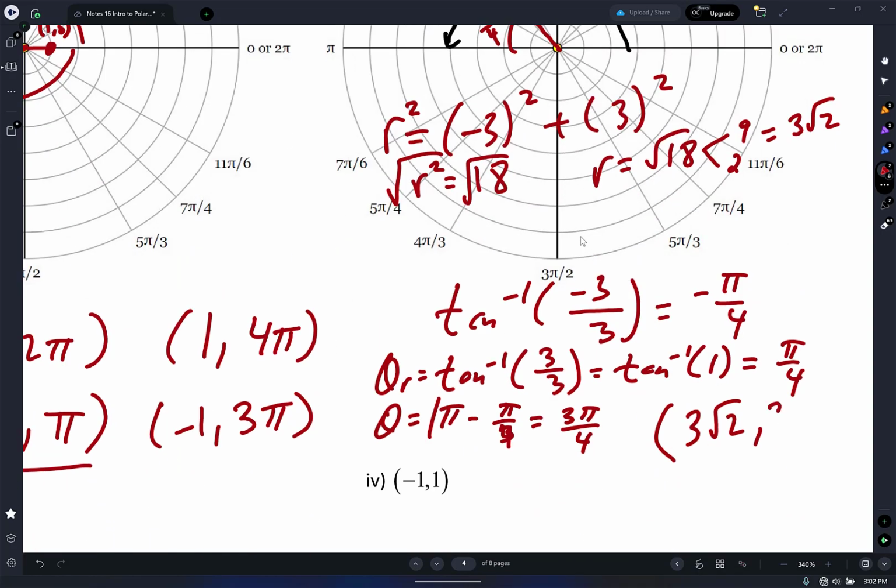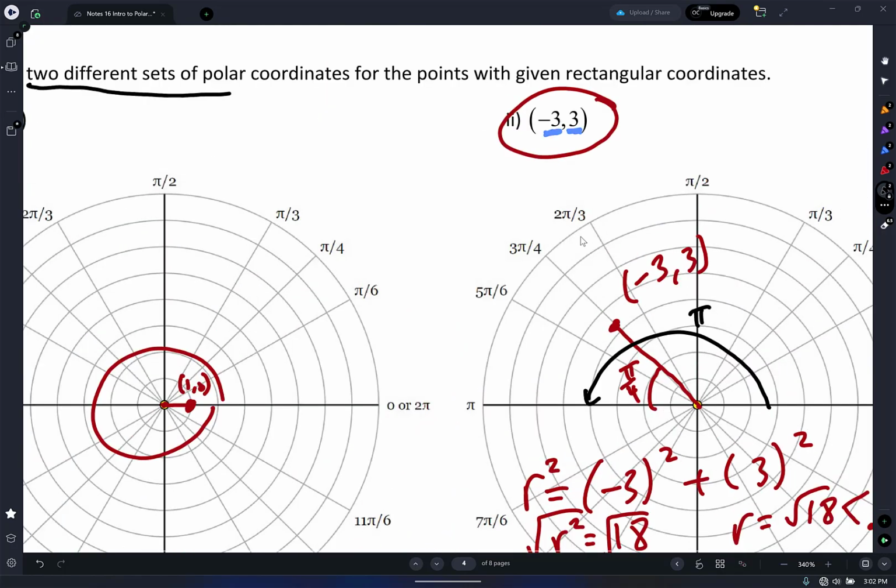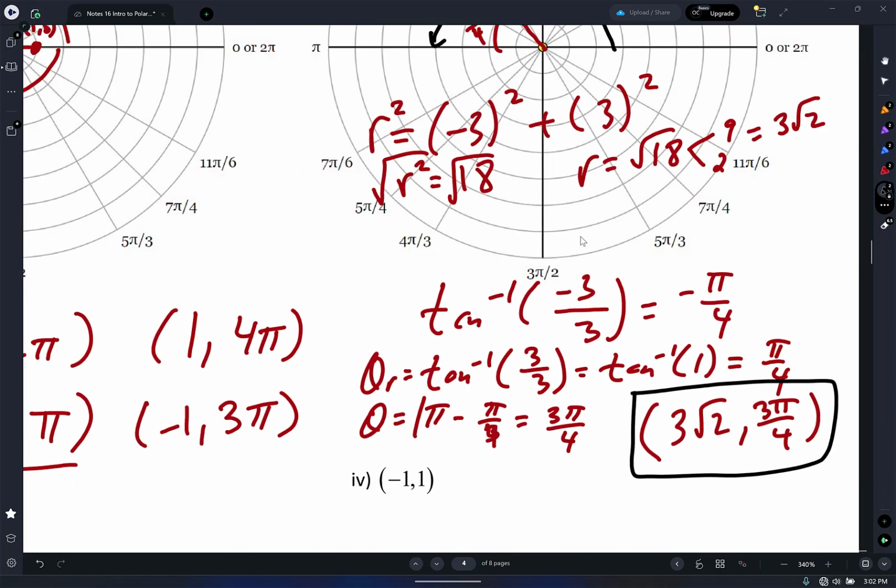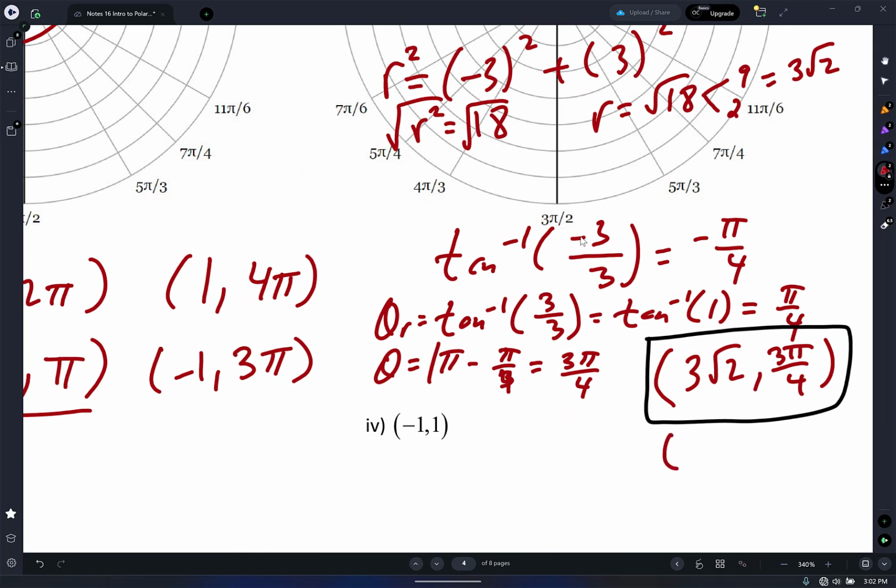3 pi over 4. That's one of them. It wants 2 answers. It says, give me 2 different sets of polar. You could say, what can you say? You can say 7 pi over 4, and then put a negative in front of this. Negative 3 square root of 2. If we count backwards, does that make sense? Yeah, there it is. These are my 2 answers. How do we feel? Okay.